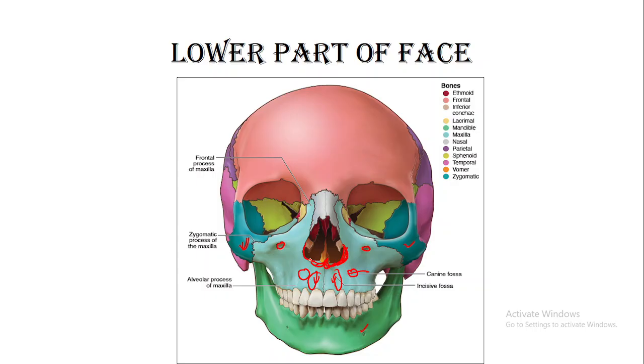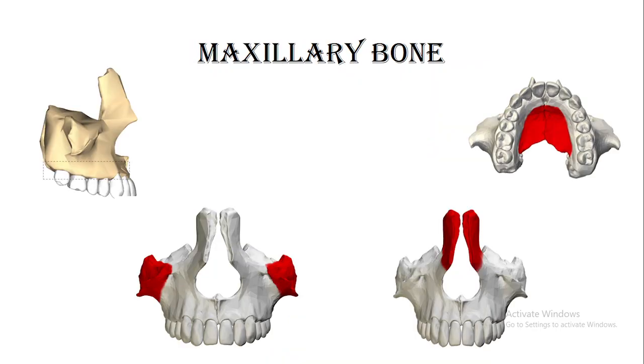So these are mostly the features of the maxilla: the nasal notches, the anterior nasal spine, infraorbital foramen, incisive fossa, and the canine fossa on both sides. Then the maxilla basically has four processes, out of which three processes we can see in norma frontalis.